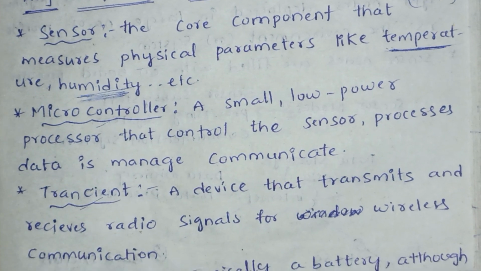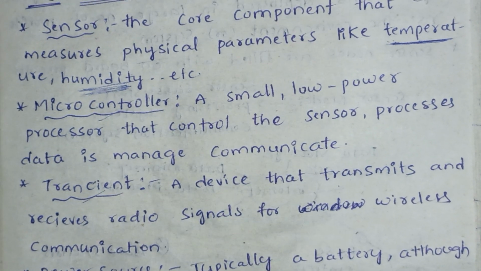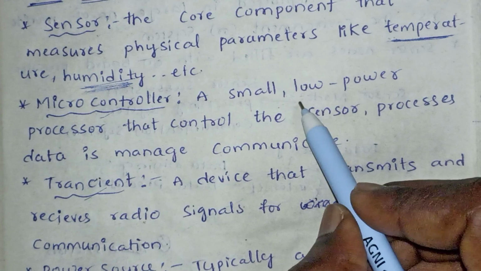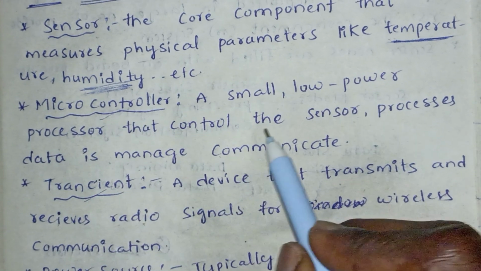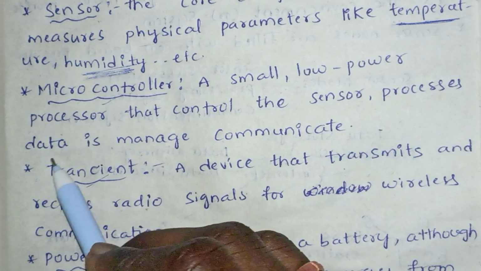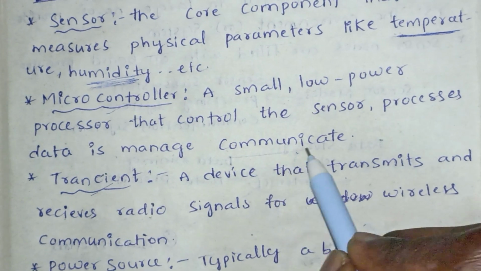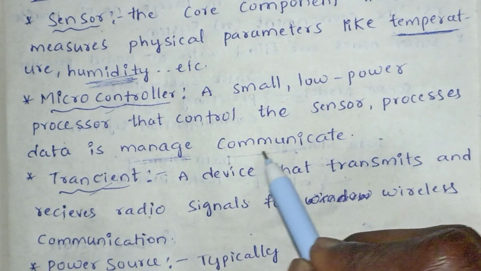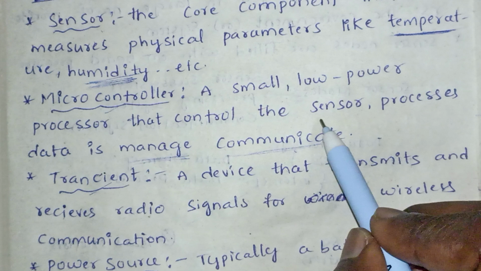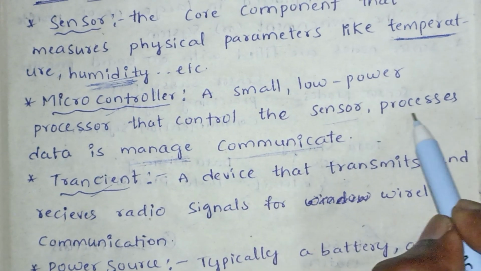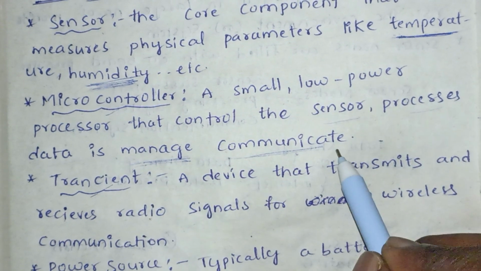Next, the microcontroller. What will the microcontroller do? It is a small, low-power processor that controls the sensor and processes the data. Data is managed and communicated. It controls the sensor and processes the data for manageable communication.